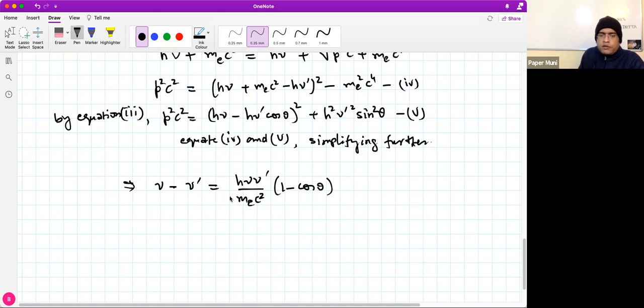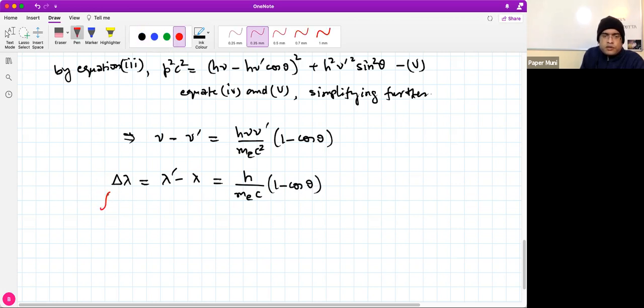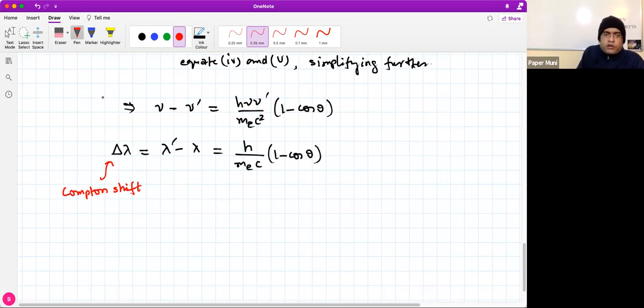Now, if you convert this equation in terms of lambda and lambda dash, you'll get this. We define delta lambda, which is lambda dash minus lambda, equal to h by m e c times 1 minus cos theta. Now this is called the Compton shift. You can just equate 4 and 5 and rearrange the equations, and you'll get this result. This is very important for you to remember.